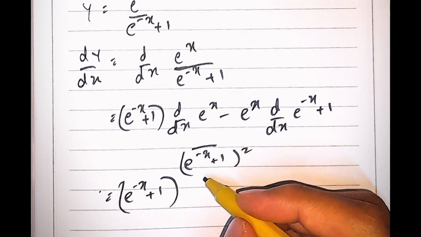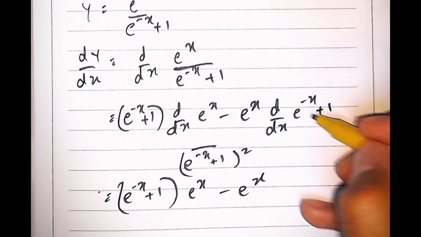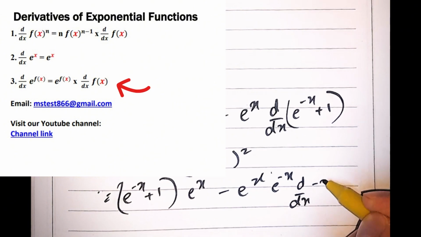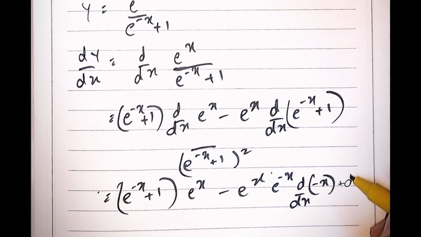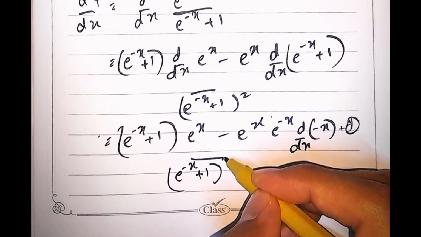Then we have e^(-x) plus 1. The derivative of e^x is actually the same, e^x, minus the e^x. Derivative of e^(-x) would be e^(-x), then the derivative of negative x right over here, because negative x is a function, plus the derivative of 1 would be 0 because it is a constant. Write it (e^(-x) plus 1) whole square.